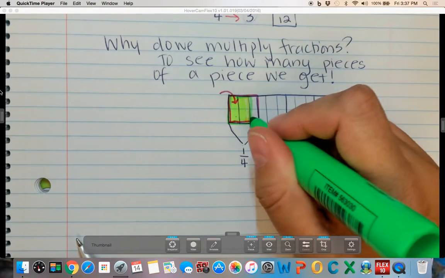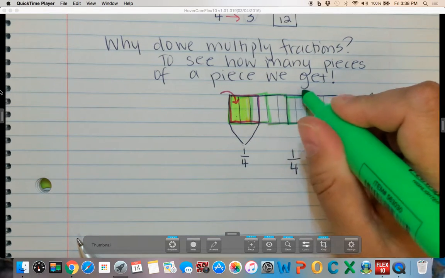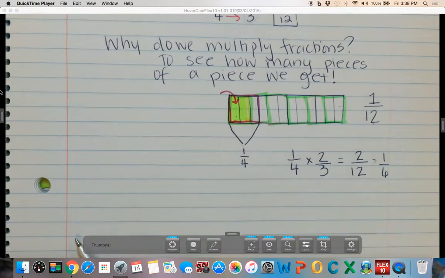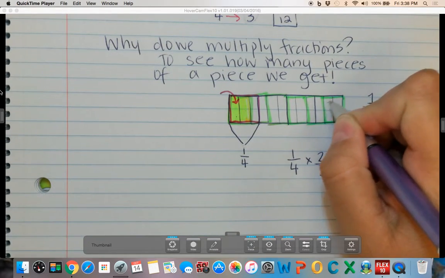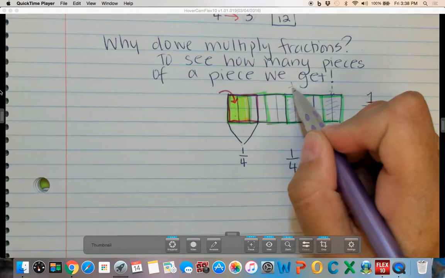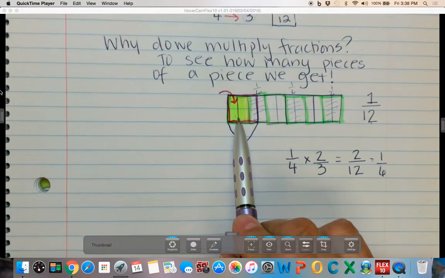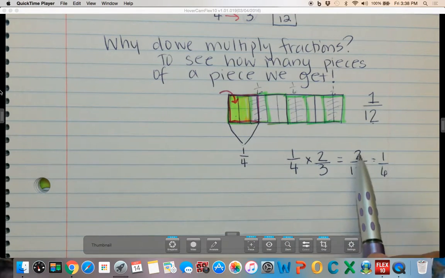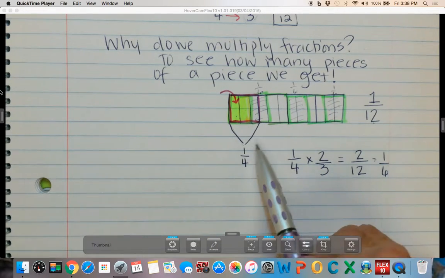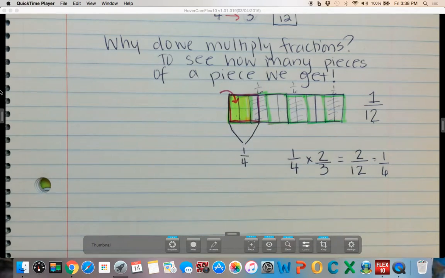And I can show you why it's 1/6. 2, 2, 2, there's 3. These green pieces right here are 1/6, 1/6, 1/6. 2/3. 2/12, I'm sorry, is 1/6. If my problem changes, I'm still only using 1/4 of those boxes.